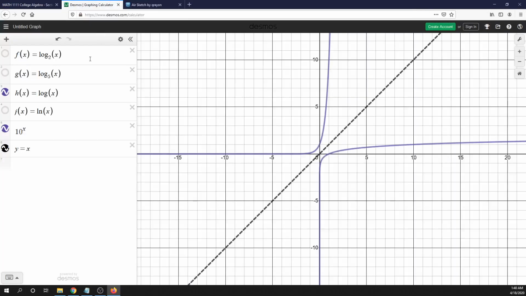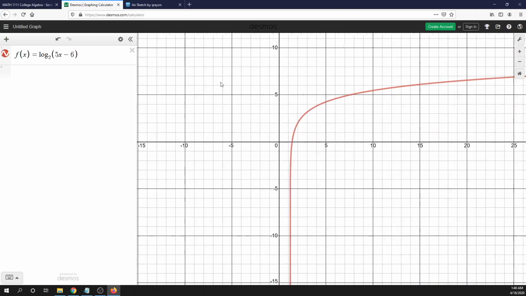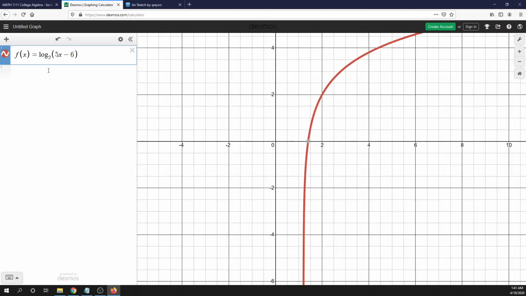If I graph this out, log base 2 of 5x minus 6, you can see what the domain is. It is all real numbers past this point right here, where the asymptote is x equals 6/5. So you can see there's only the graph over here to the right of that line, x equals 6/5.